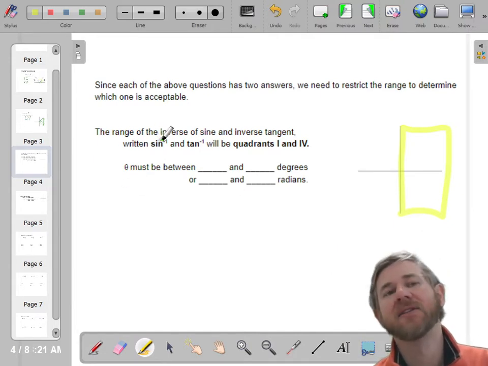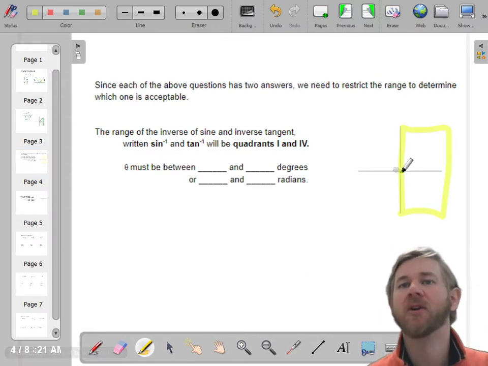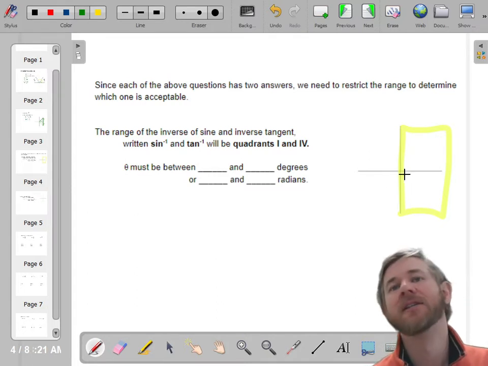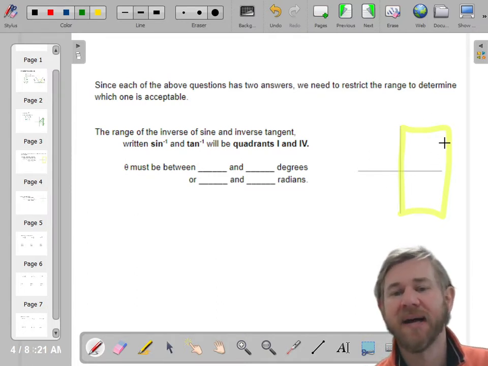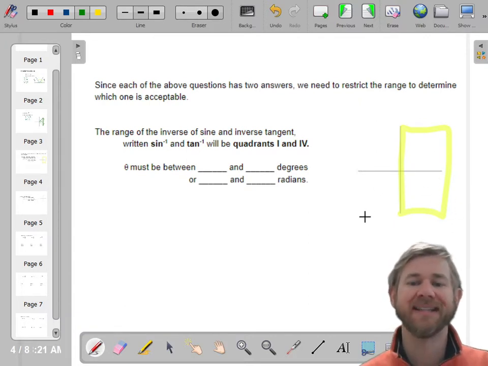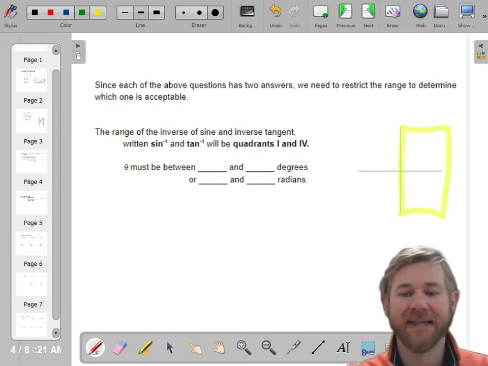If I ask you what is the inverse sine of something, your answer will always come from quadrant 1 and 4. And the reason that we chose these is because in quadrant 1, sine is positive, and in quadrant 4, sine is negative. There is no overlap. There's only one place where sine is positive, it's in quadrant 1. There's only one place where sine is negative, and it's in quadrant 4. We are just essentially deciding that this is where your answer will come from. If it's an inverse sine or an inverse tangent problem, your answer will always come from the right side.